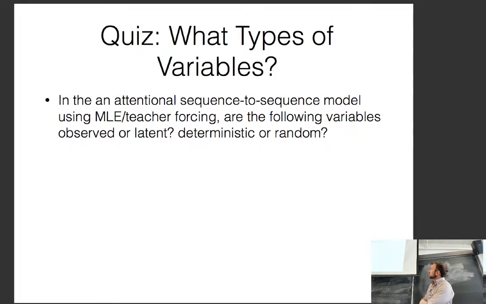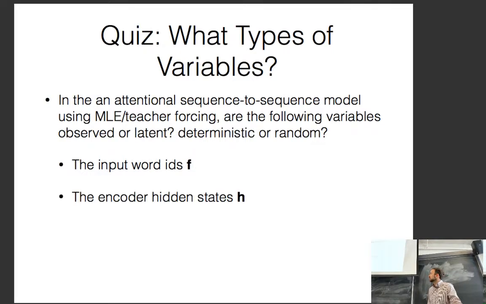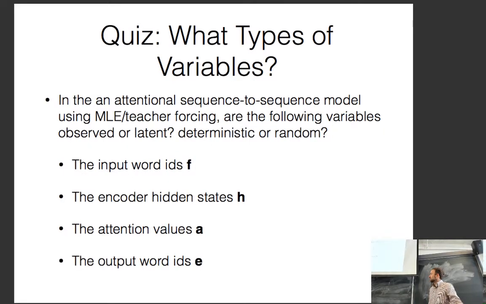So here's the slightly harder quiz. In the attentional sequence model using maximum likelihood estimation and teacher forcing, which of the following variables are observed or latent, deterministic or random? The input word IDs F are observed and deterministic, yes. The encoder hidden state? Latent and deterministic, yes. The attention values, A? Latent and deterministic. And that's correct in most attentional models. And then the output word IDs E are observed and deterministic.